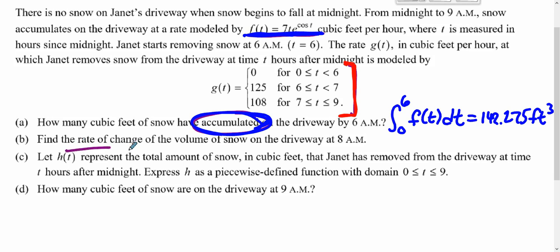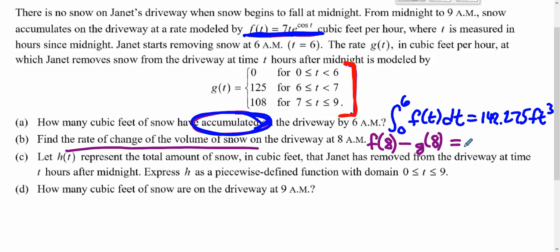So let's talk about the rate of change of the volume of the snow. So we know that snow is falling, and we know that snow is being removed. So if we're talking about the rate of change of the volume of the snow, this plays a part, this plays a part. So if we knew how fast the snow was falling and we knew how fast it was being removed, we could subtract them. And that's what we're going to do.